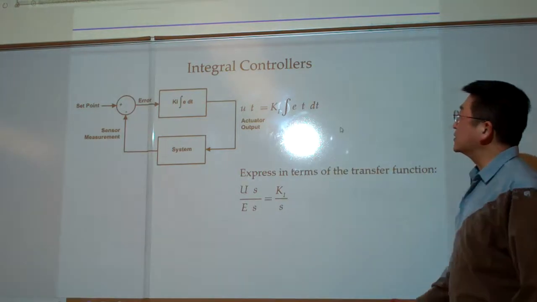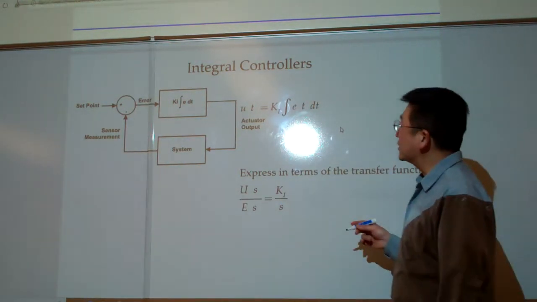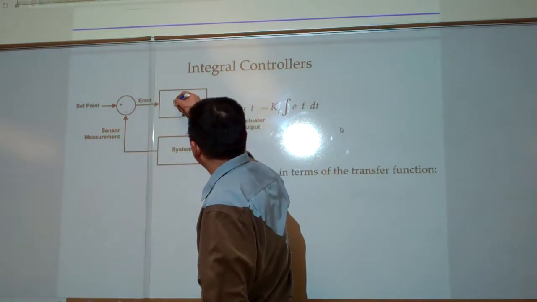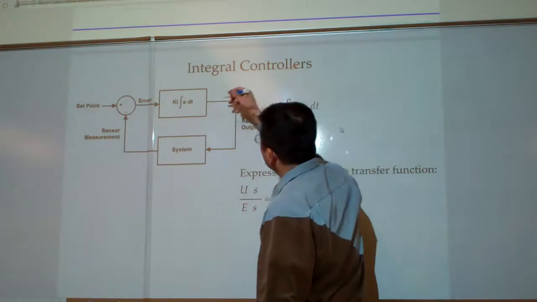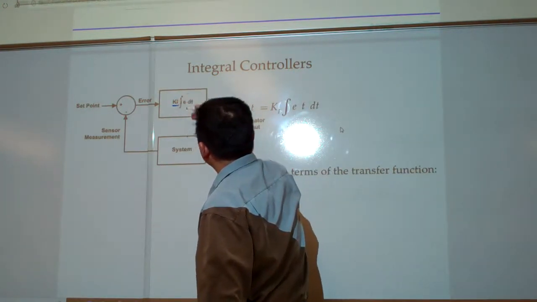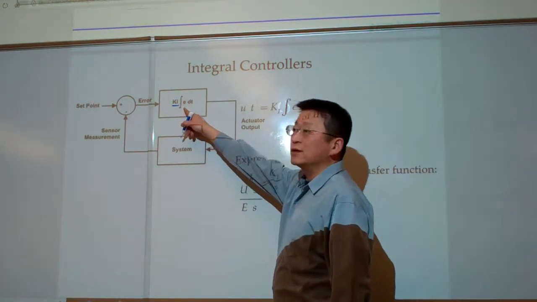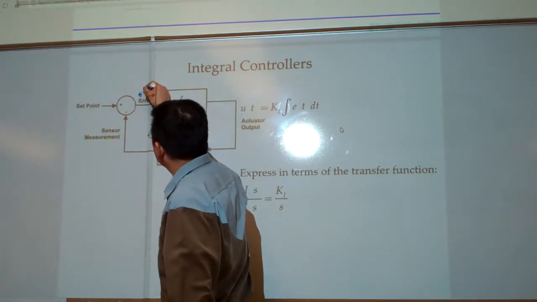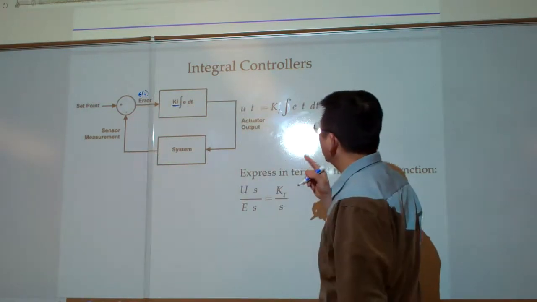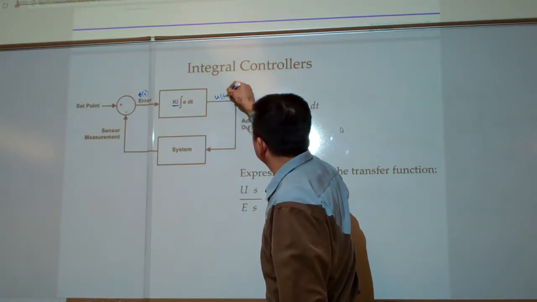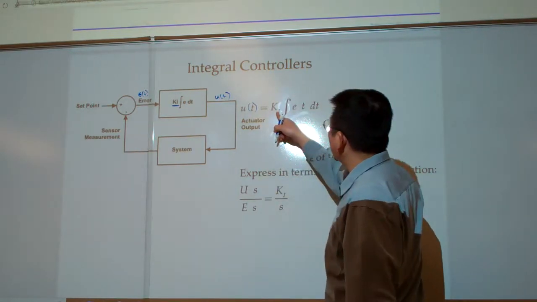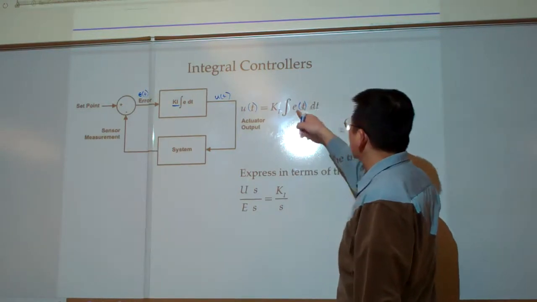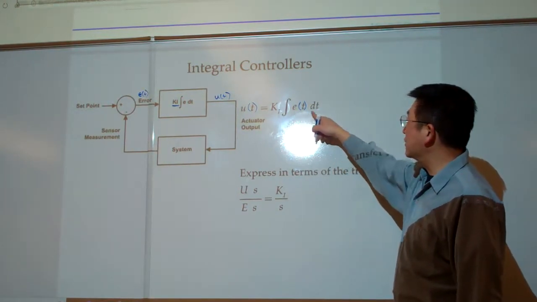The second type is the integral control. Here we have an integral control, basically Ki. Ki is a constant, multiplied by the integral of the signal over time, here E of t. So this is our U of t: U of t equals Ki, the I constant, multiplied with the integral of E over time.